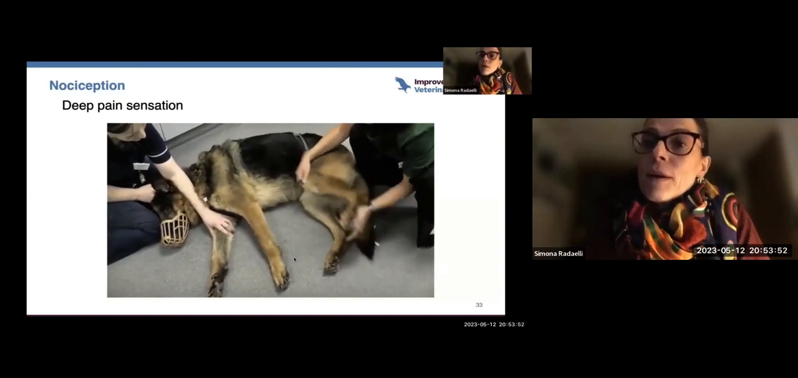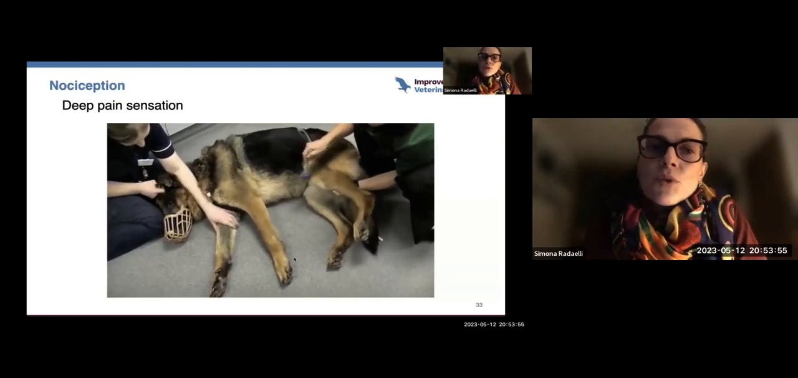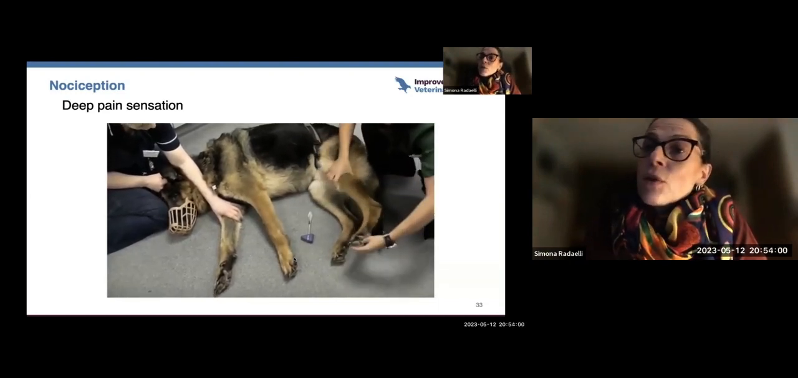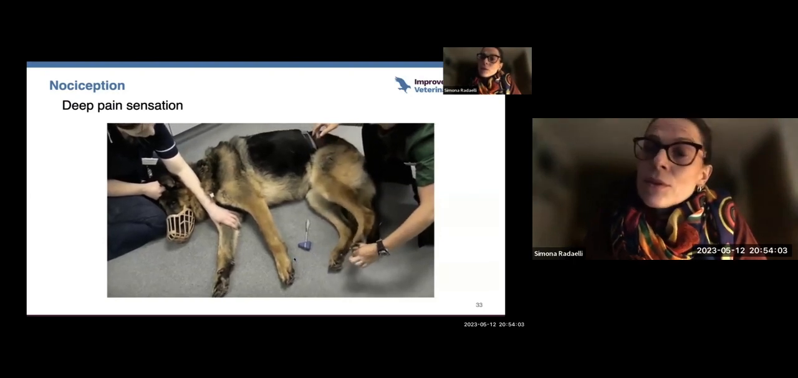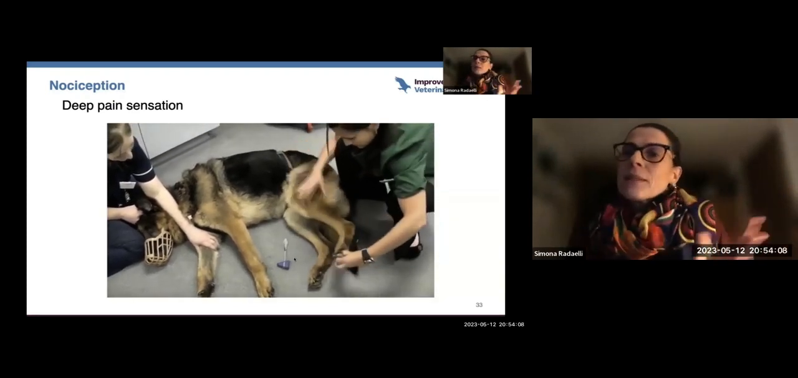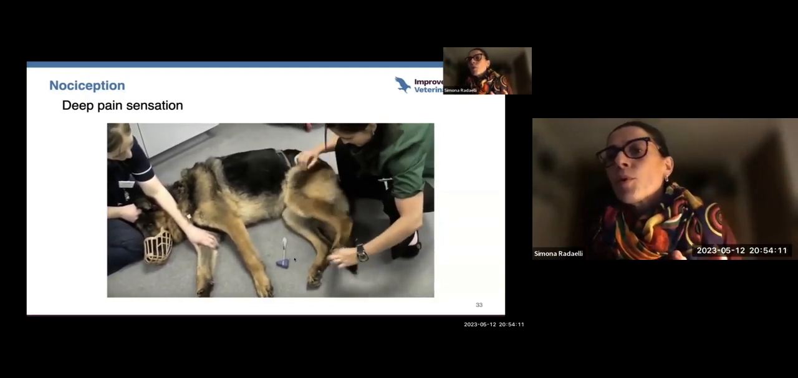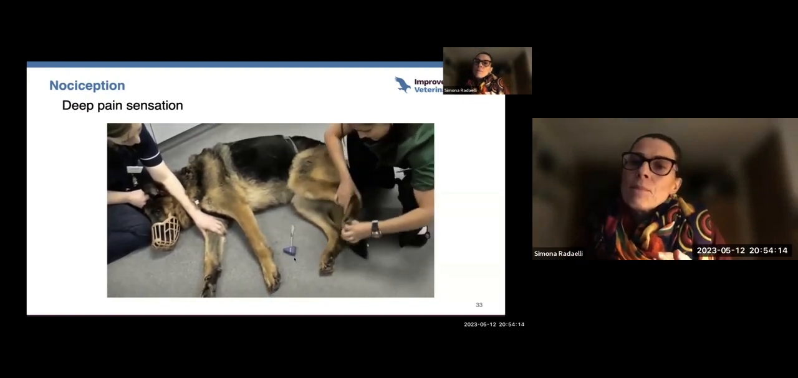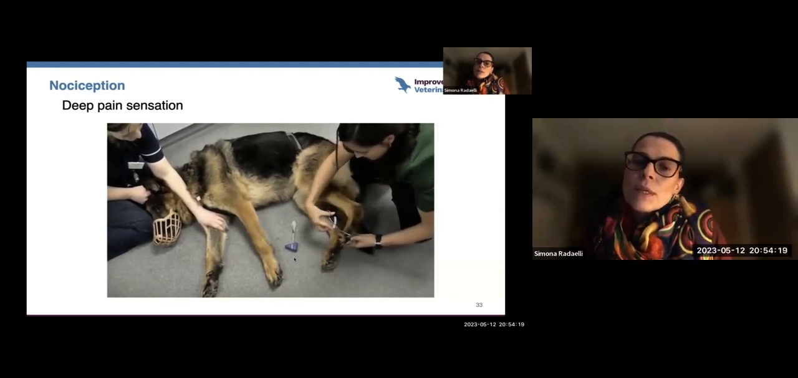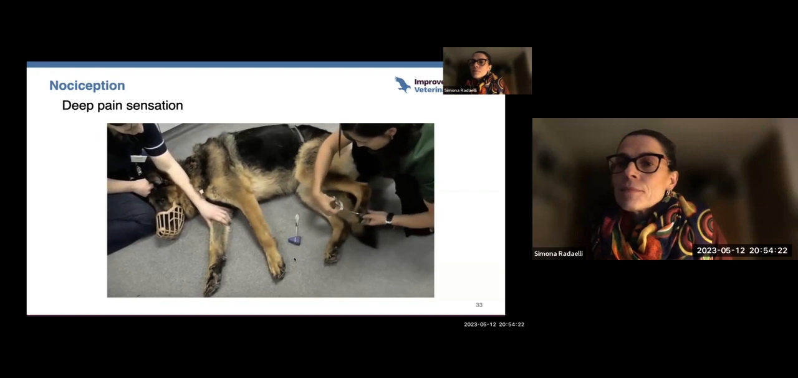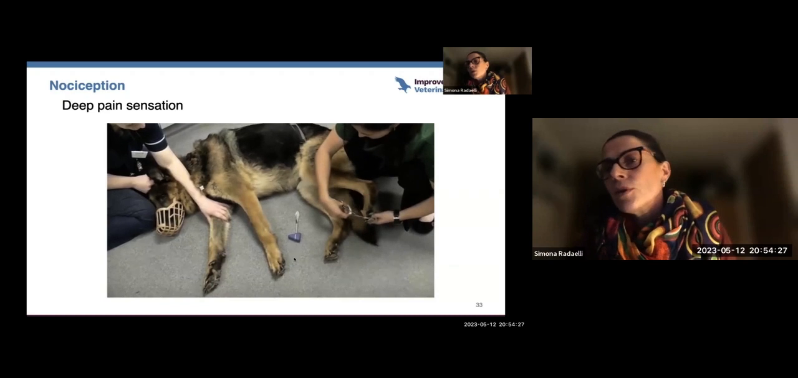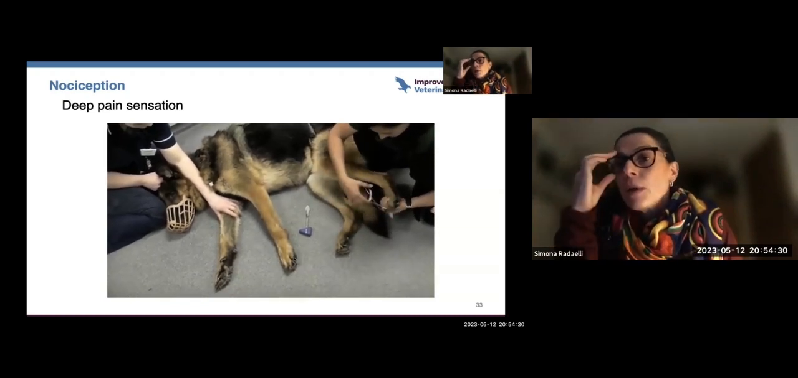Very, very important is to assess nociception, or deep pain sensation. In an animal that is plegic, non-ambulatory with no movement, we need to test for deep pain because, as a prognostic factor, the absence of deep pain sensation carries a poor prognosis. So we need to pinch the toes at the level of the nail bed with a mosquito forceps, hard. Unfortunately, we need the animal to feel pain at that point. So warn the owners if you do it in front of them, but it's really important.